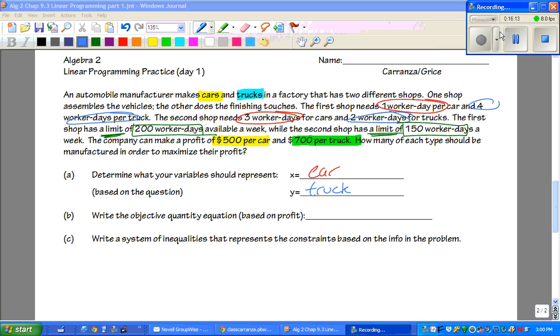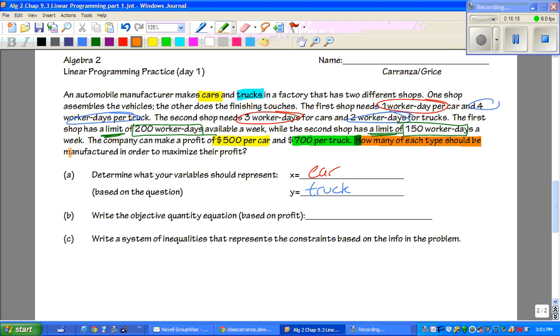Okay, so there's all the stuff that I highlighted. Now, when we're setting up our variables, remember, we look at the last part right here. How many of each type of vehicle should be manufactured? Okay? Well, they're talking about cars and trucks. Now, the objective quantity based on the profit, so the profit equals, right there, it says 500 per car and 700 per truck. Did you guys get that?